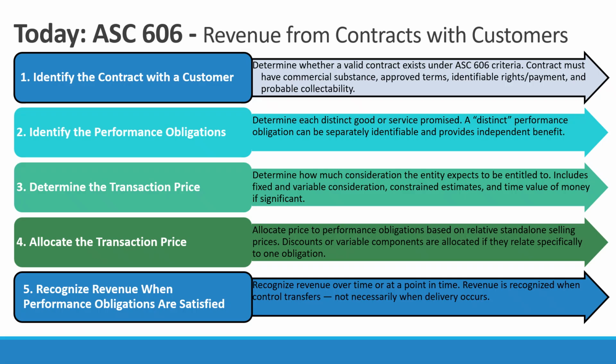In step 2, we identify the performance obligations, meaning each distinct good or service promised and separately identifiable. In step 3, we determine the transaction price, including the fixed and variable considerations, estimates, and potentially time value of money if significant. We then, in step 4, allocate the transaction price to each performance obligation based on the relative standalone selling price. And that can be quite complicated.